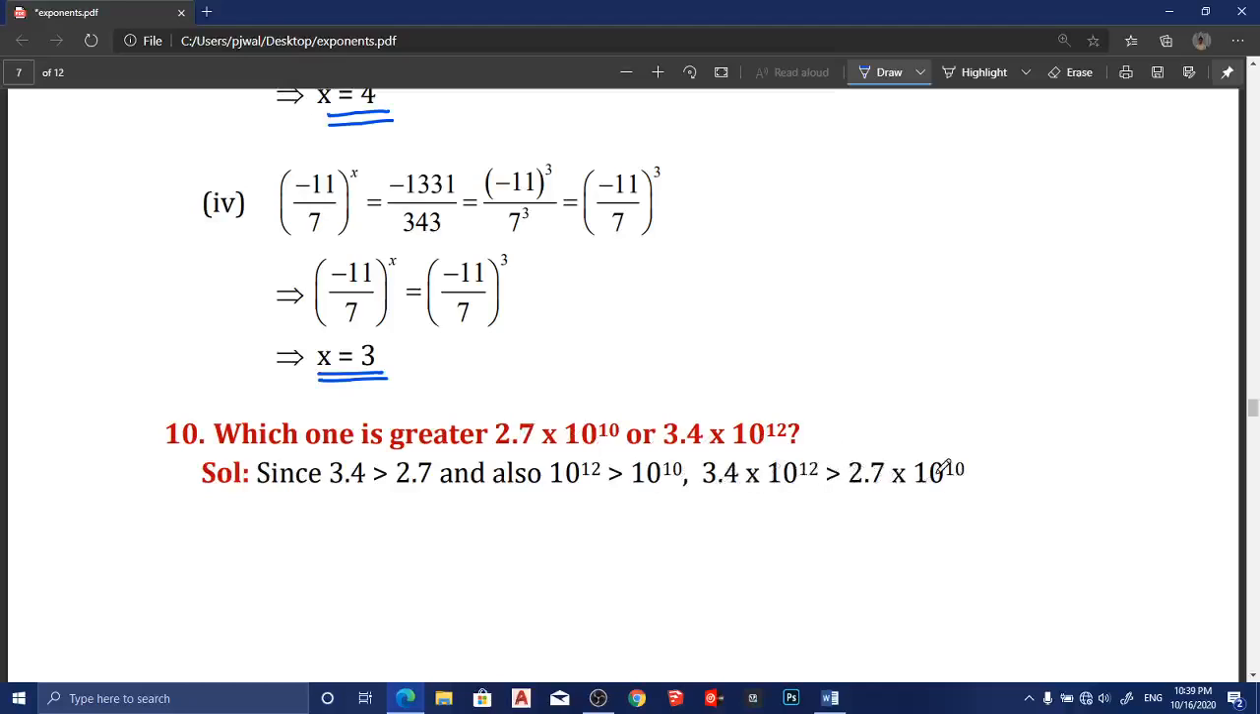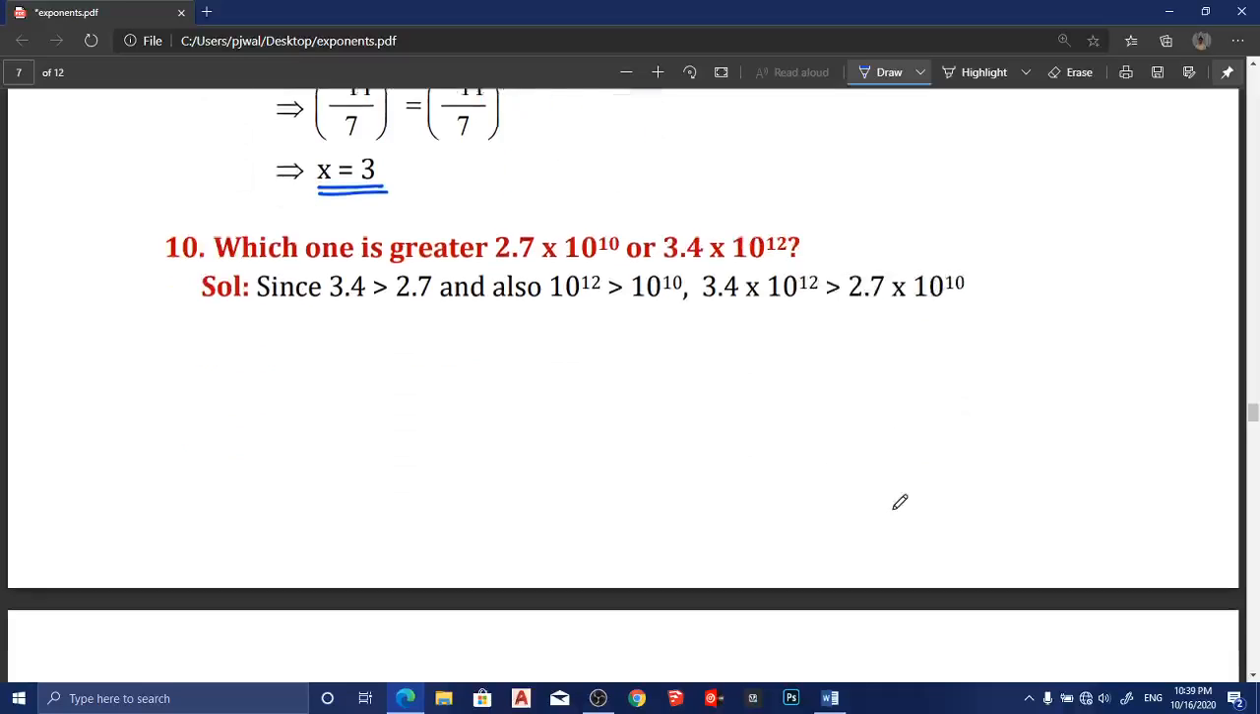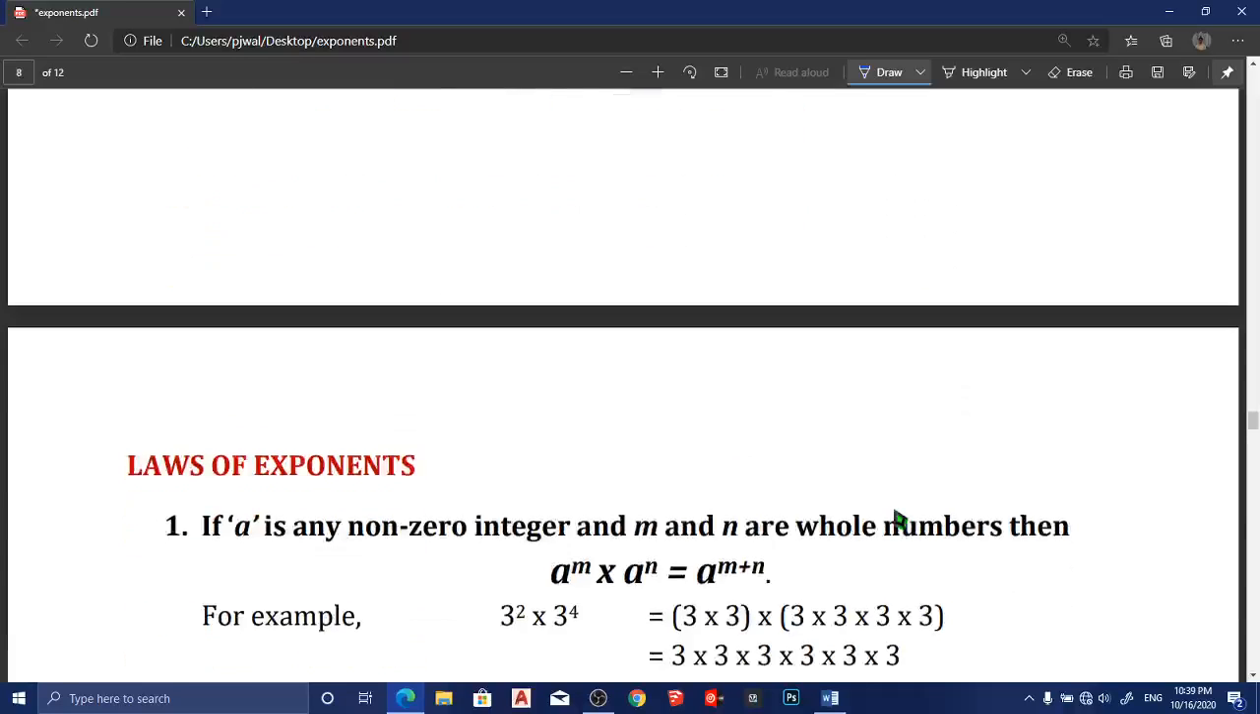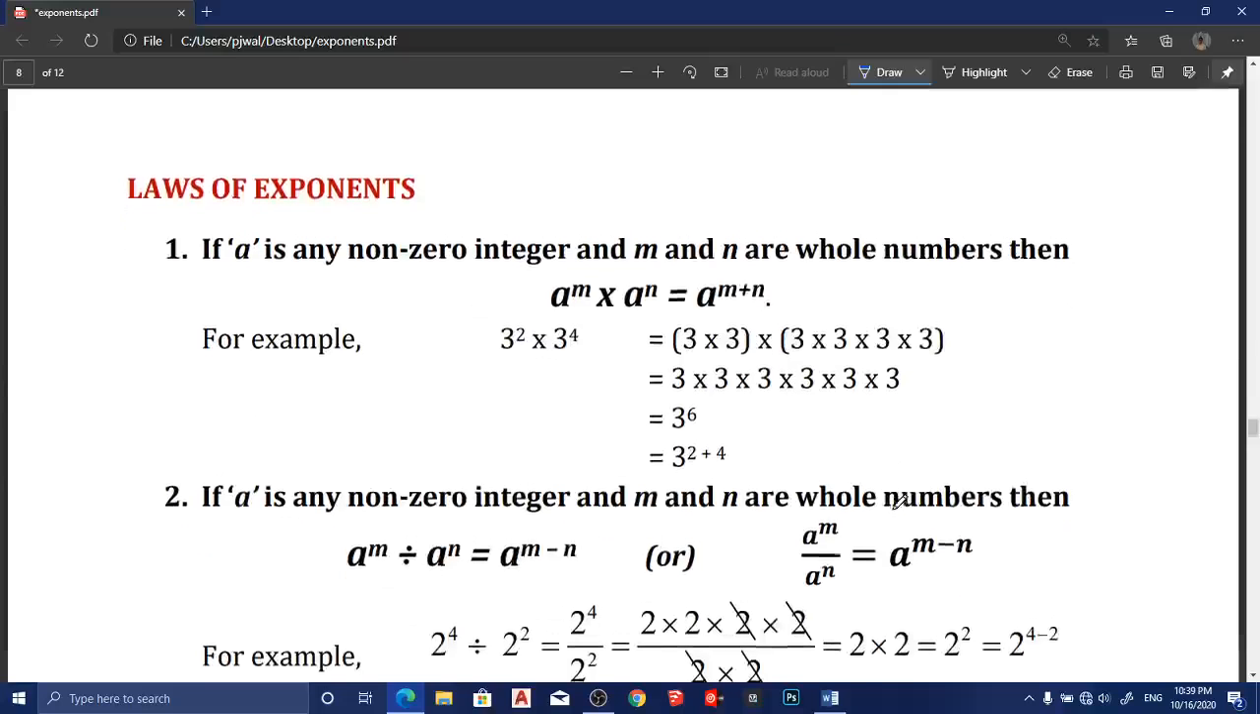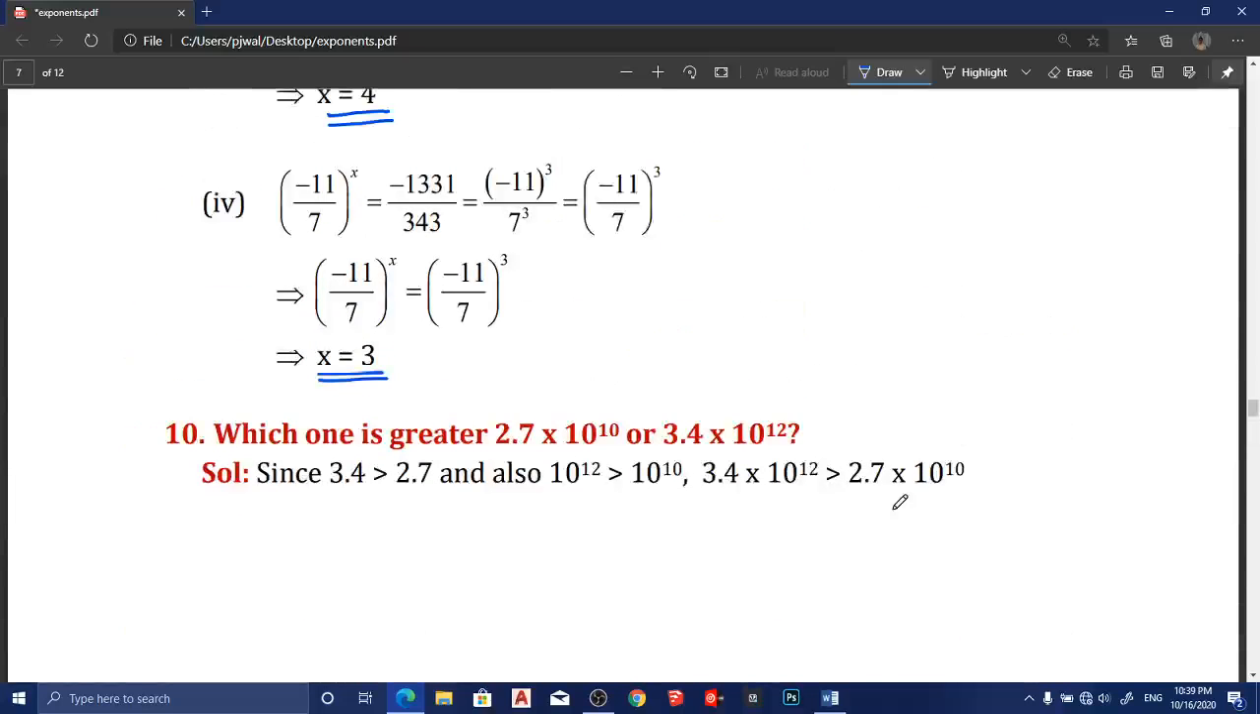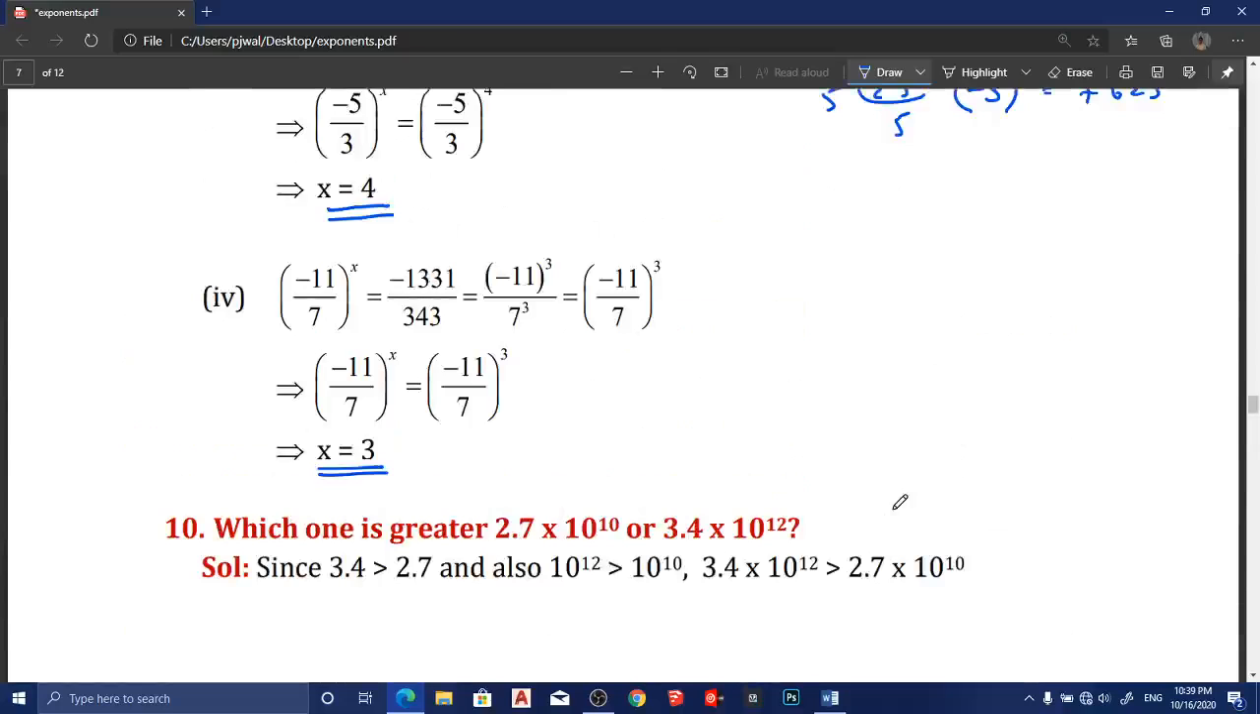So up to here this exercise is over for you. In the next class I am going to explain the laws of exponents, a very important concept. So up to here, all of you listen and write the notes.